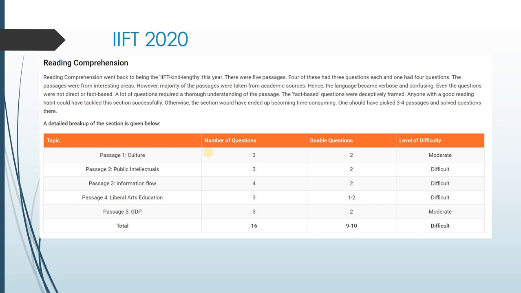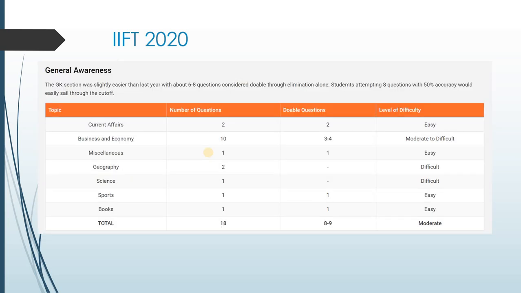The fact-based questions were deceptively framed last year, so anyone with a good reading habit could tackle these questions successfully. One should have picked only 3-4 passages and solved questions there. So don't be greedy and try to solve all the RC passages.